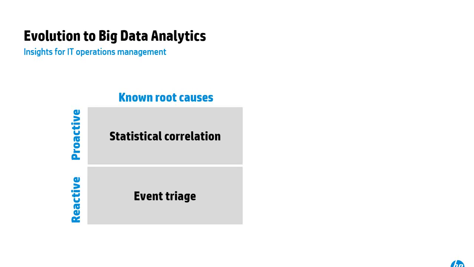As we became more sophisticated, we started leveraging statistical correlation much more, so that we can look below the threshold and see how the problems are potentially evolving and try to catch them in a more proactive manner before they start impacting end users. And at that time, we still dealt with known root causes, because as we could spot the known root cause based on the evolving trends that were being detected, then we would automatically remediate it.